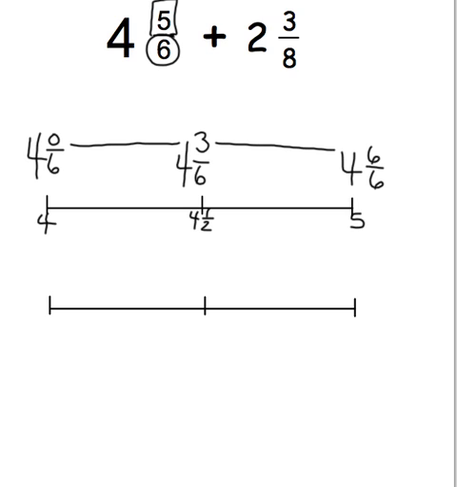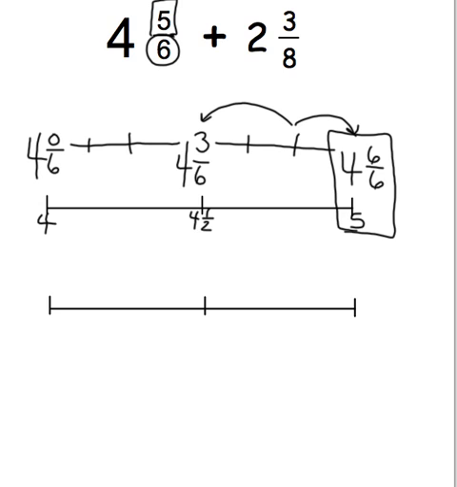If you were to count 0/6, 1/6, 2/6, 3/6, 4/6, 5/6, and 6/6, would 5/6 be closer to 3 or would it be closer to 6? Since it's 2 numbers away from 3 and only 1 number away from 6, we know that 4 and 5/6 would be closer to 4 and 6/6, which is equivalent to the number 5.